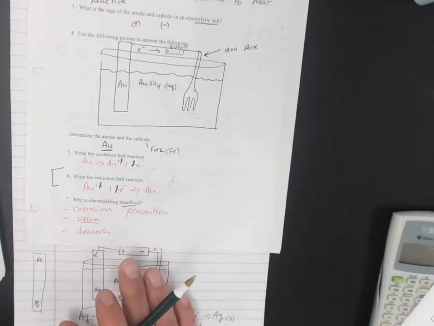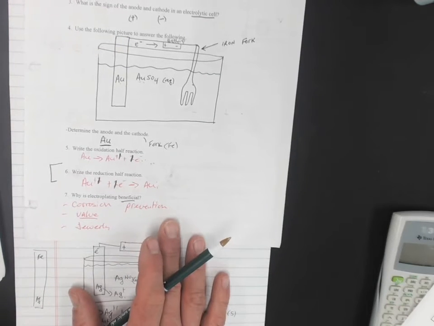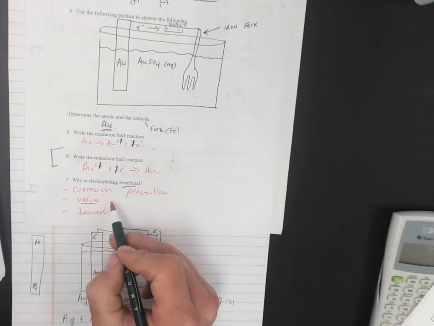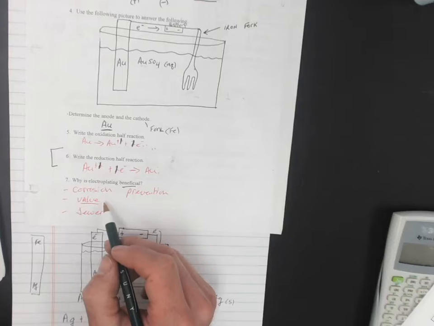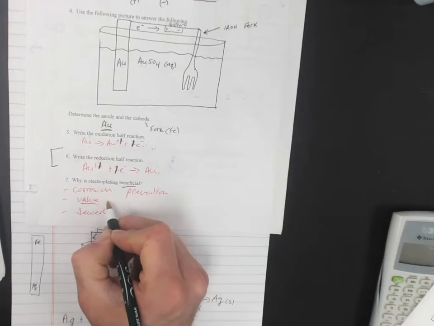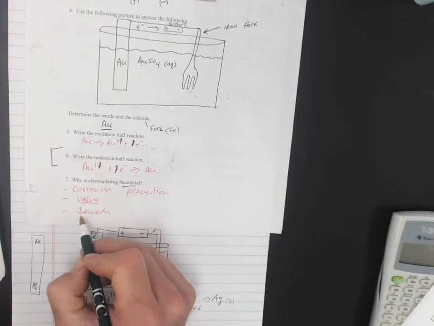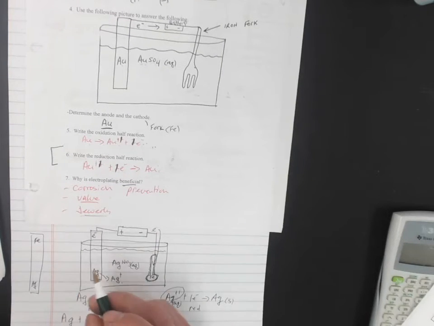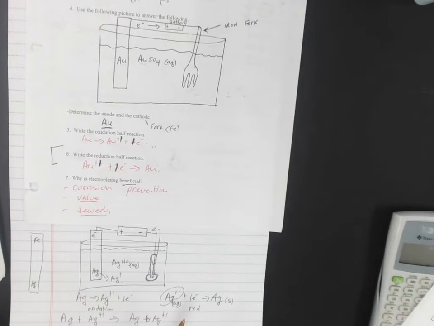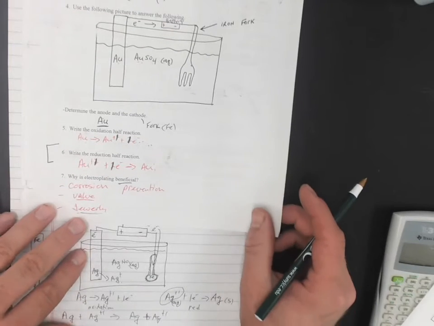Why is electroplating beneficial? Well, first of all, it allows you to cut down the cost of making things look really nice. For example, if you want to gold or silver plate something, you can save with the price. A lot of jewelry is made with electroplating, but also, we haven't talked about this one yet, but corrosion prevention. If you can take a metal that doesn't corrode as easily and put it over iron, which corrodes very easily, you can help to cut down on the corrosion of metal.